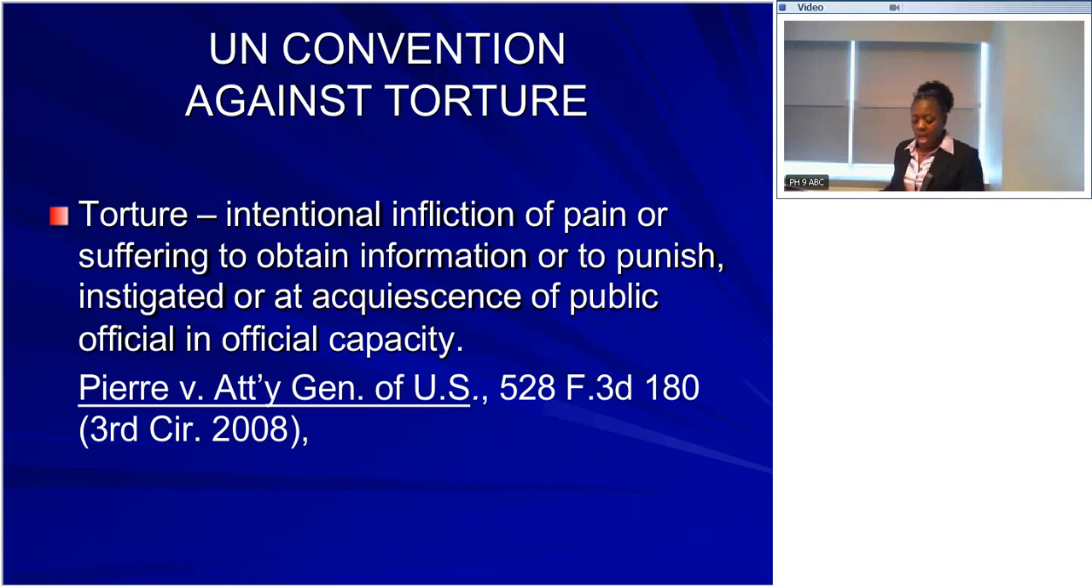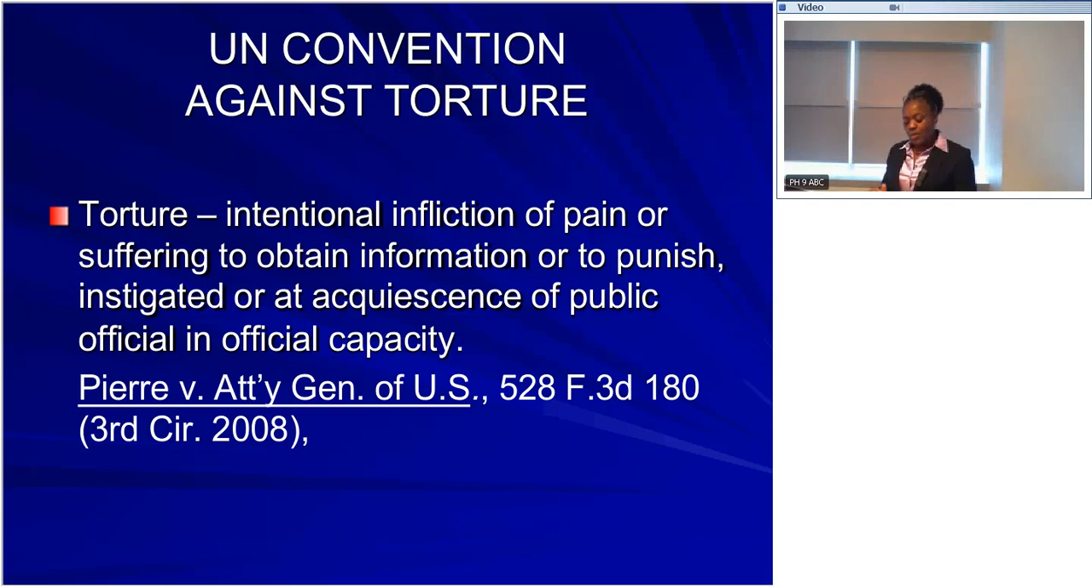And the definition of torture that you see here, as we have it from the Third Circuit, the guidance that they've given us, seems fairly strict, fairly narrow. Intentional infliction of pain or suffering to obtain information or to punish, instigated or at the acquiescence of a public official acting in an official capacity. So if you have a rogue officer, it may be difficult for you to establish a Convention Against Torture claim.